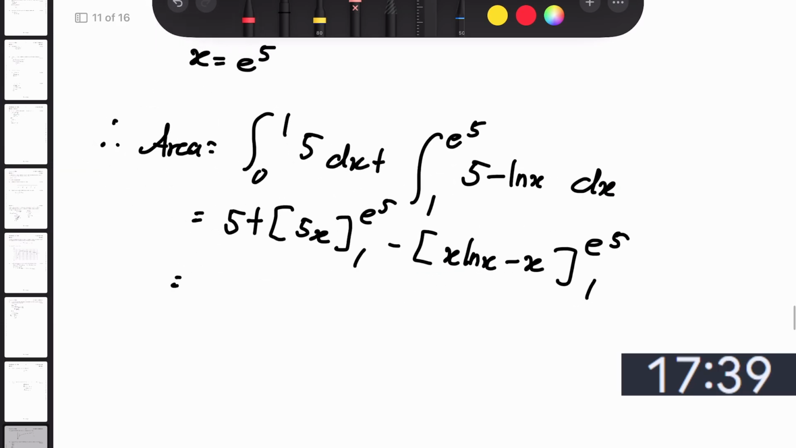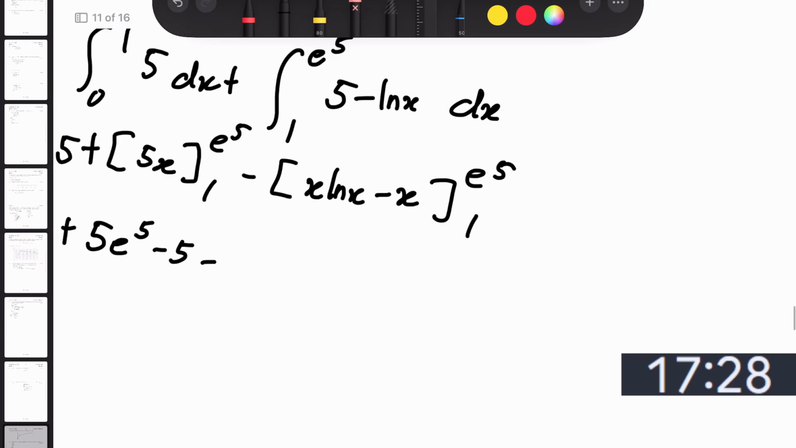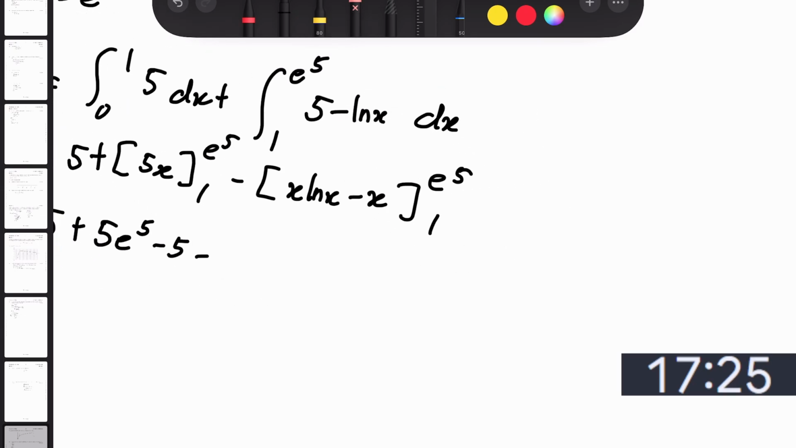So this is 5 plus 5e to the 5 minus 5 minus e to the 5 times 5 plus e to the 5 minus 1 ln of 1. That's actually plus 0.